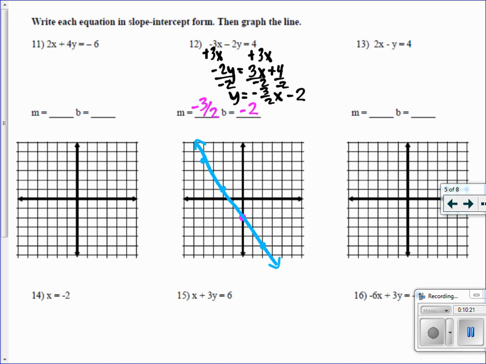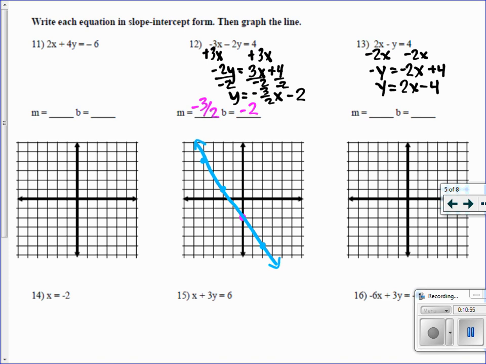Let's do another example together. Let's do number 13. On 13, what's the first step? Do what with 2x? Subtract it. It's positive, so we want to subtract it. So negative y is equal to negative 2x plus 4. Divide, multiply by negative 1. What is that essentially doing to the equation? Flipping all the signs. So y equals 2x minus 4.